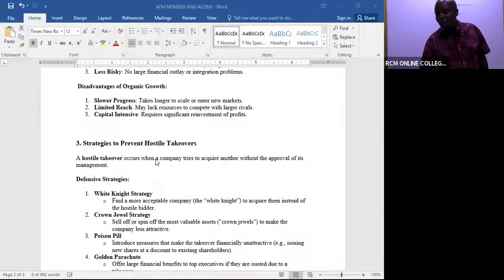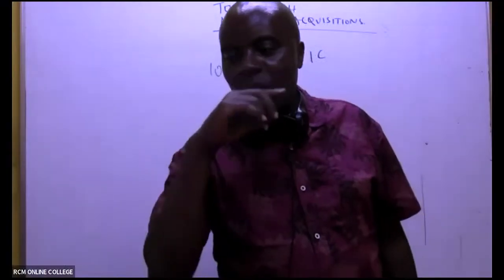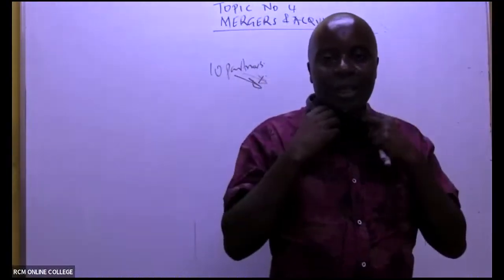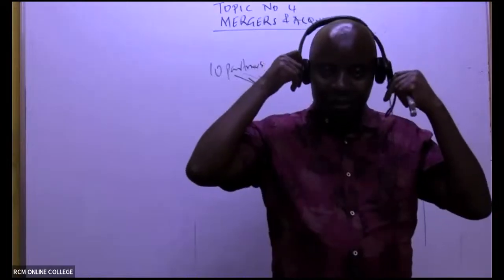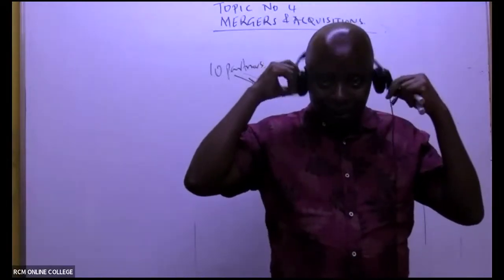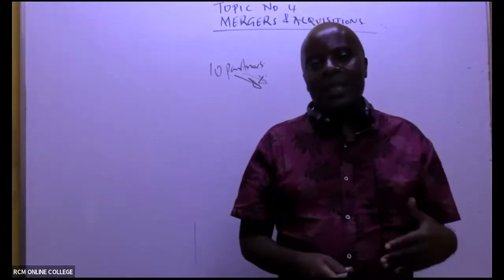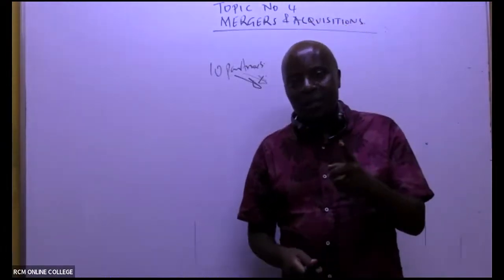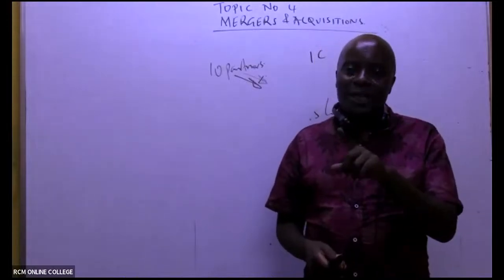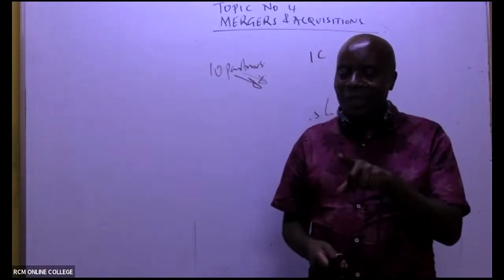Yeah, so you're saying a hostile takeover occurs when a company tries to acquire another without the approval of its management. Now, ladies and gentlemen, this is the kind of topic where you tell all students to get these things, because you must get them. Because what we say here at times, if your kids are here, they may not understand that we are using those examples to discuss serious things.